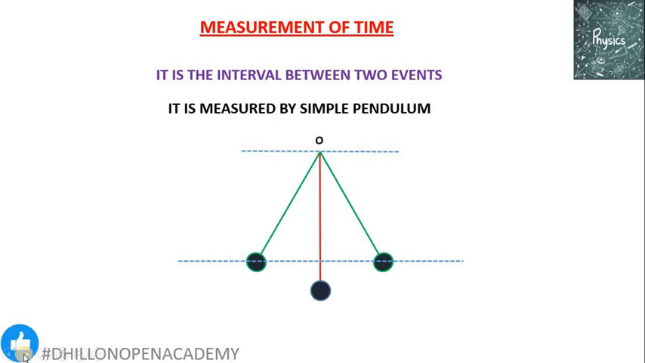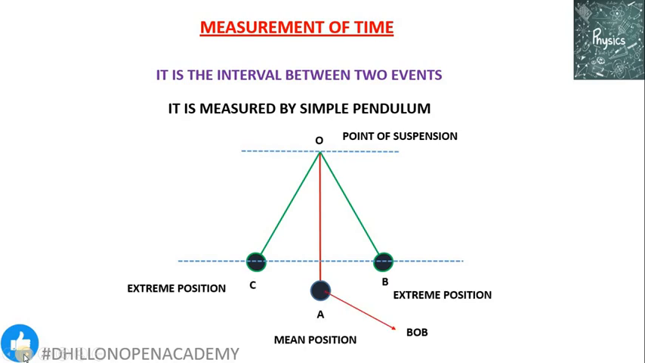It has a point of suspension from where we have tied a heavy point mass, a metal bob, with a thread hanging vertically in the downward direction. When displaced from its mean position, which is directly below its point of suspension, it oscillates about its mean position. So B and C are its extreme positions.